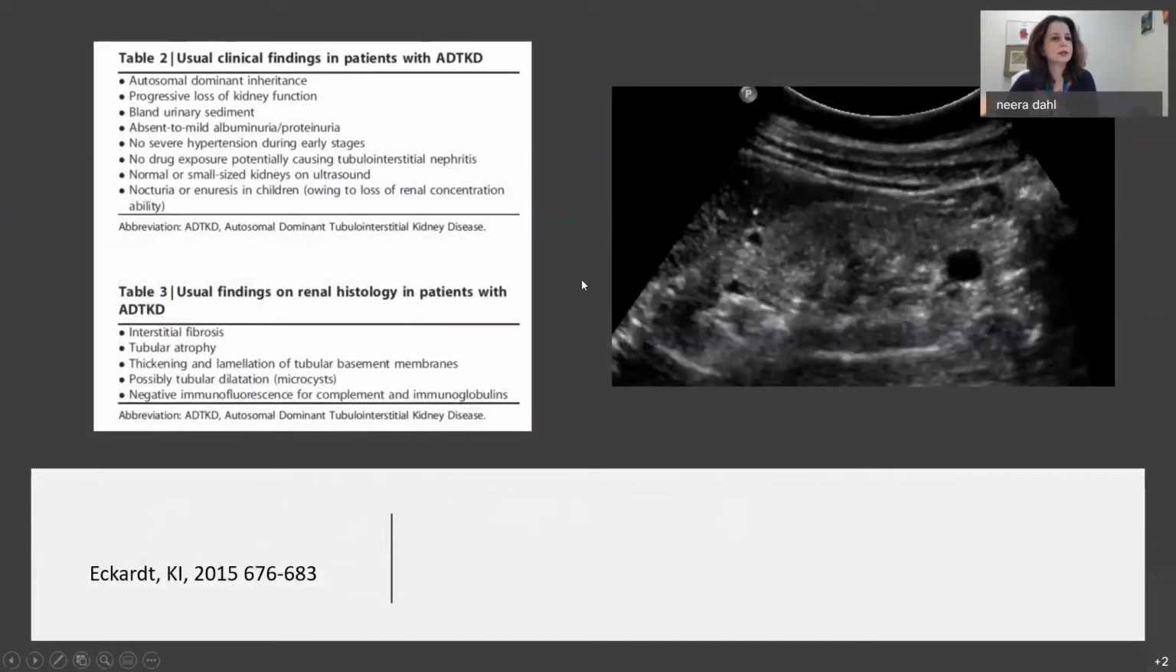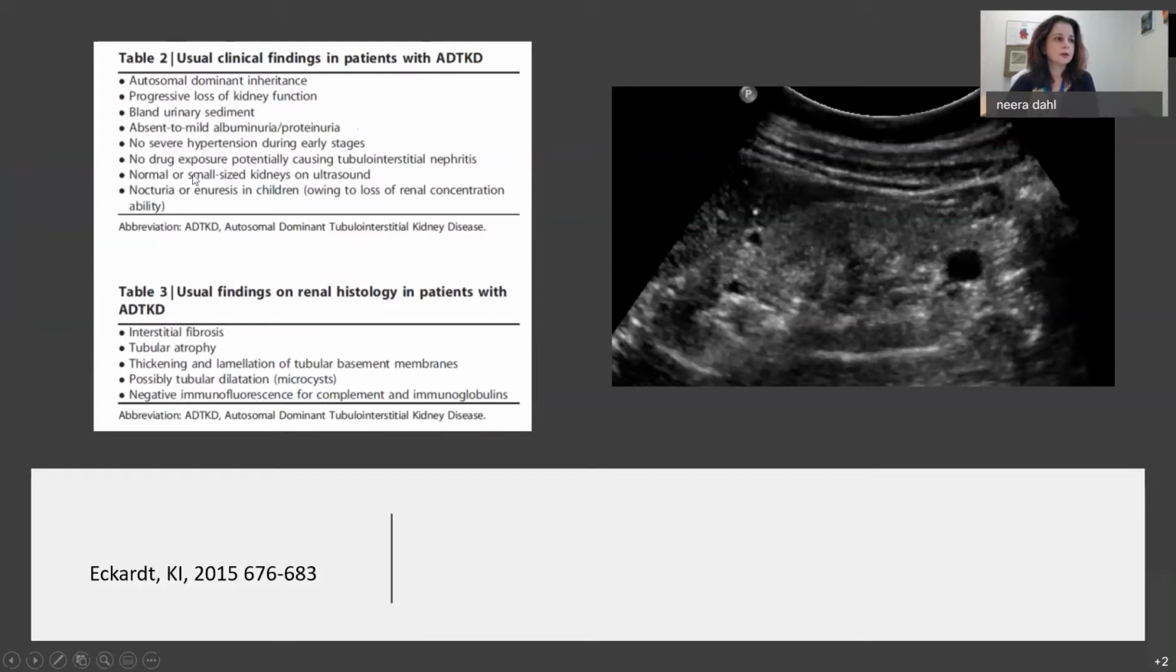This is an example of one of my patients. This is an ultrasound image, and this is the kidney. What you can see in the kidney is a cyst here and then a few smaller cysts here. This patient actually has not PKD, but autosomal dominant tubulointerstitial kidney disease. This is an autosomal dominant inheritance associated with progressive loss of renal function, but with a bland urinary sediment, very little protein in the urine, and no severe hypertension. So that's a distinct difference with this disease and other forms of kidney disease.